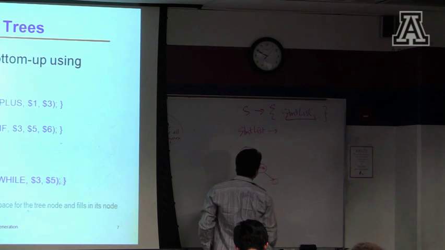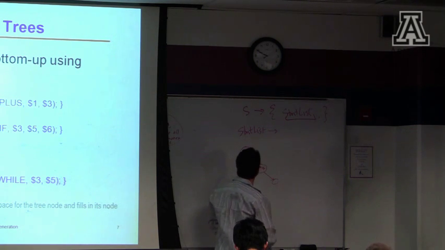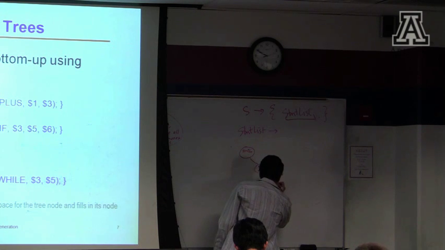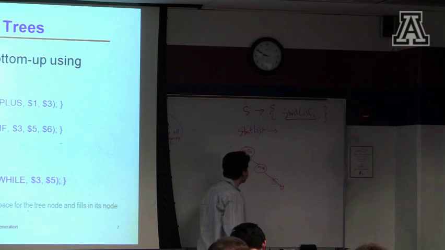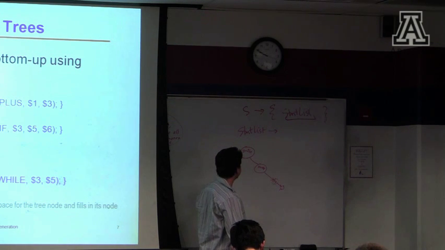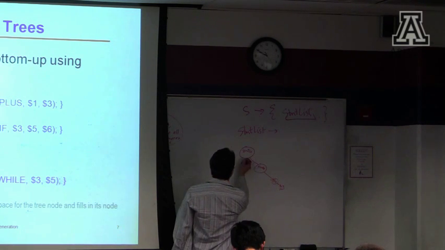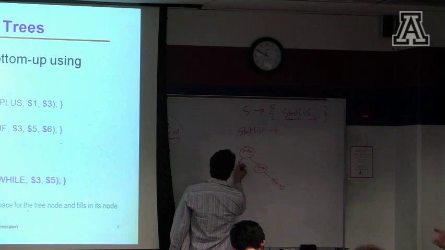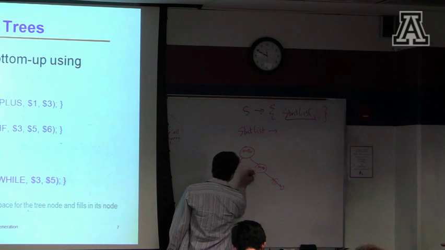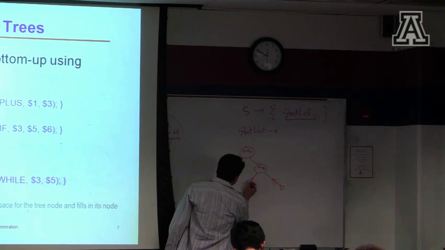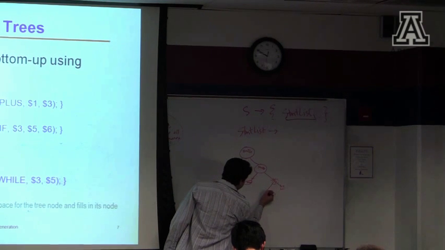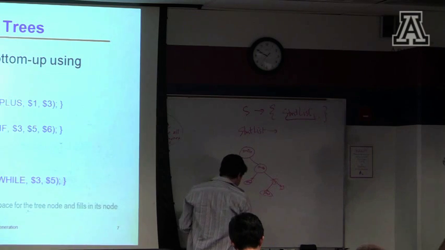So let's suppose I have three statements in my list: S1, S2, and S3. And this guy points to nothing. Call that nothing. Okay. So where are the children? Where are the trees for the statements themselves? Over here. Right. Yep. Thanks. So that's exactly right.